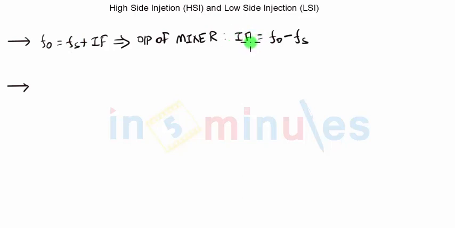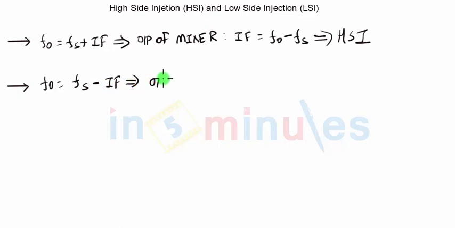So the output of the mixer, which needs to be equal to IF, is obtained in the frequency component which is Fo minus Fs. Now this design of the oscillator, and hence the receiver, is called high side injection, HSI. There is one more option possible in which I can design the local oscillator. I can make my local oscillator generate the frequency of Fs minus IF. Now if that is the case, then let us see what happens at the output of the mixer.